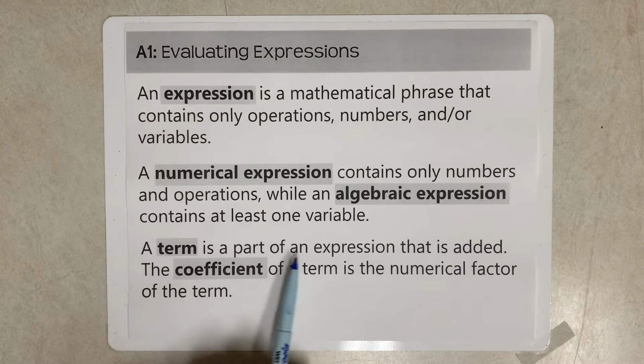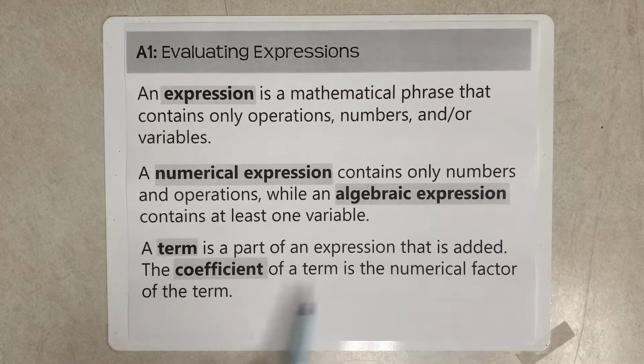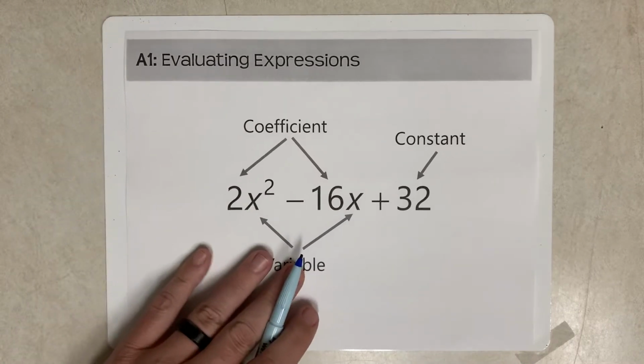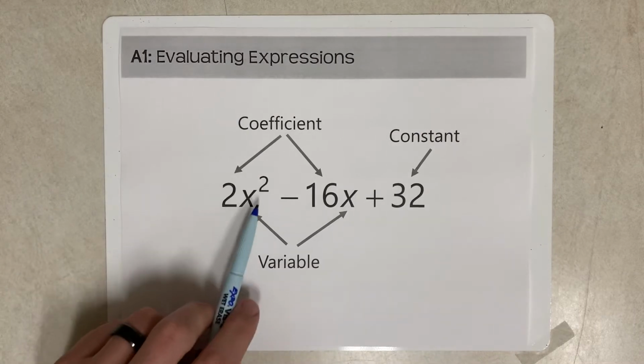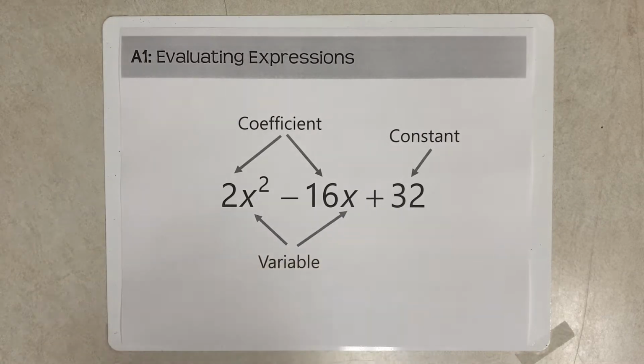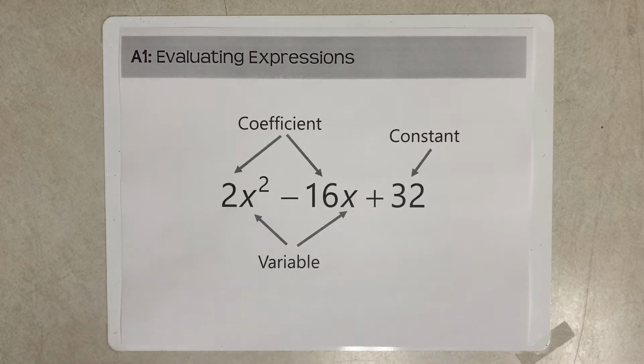A term is part of an expression that is added, and the coefficient of a term is the numerical factor of the term. And we usually say that that's the number out front. So, for instance, if I have this little graphic organizer diagram, I have 2x squared minus 16x plus 32. Now, you don't need to know what that actually is right now. What we're going to do is break it down.